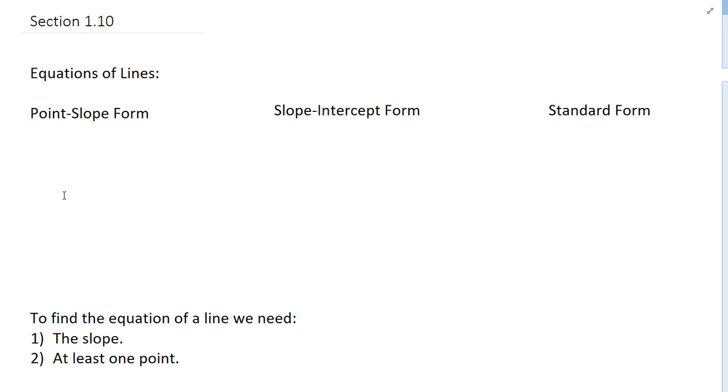Hey everybody, in this video we're going to talk about section 1.10. We're going to continue our study of the equations of lines. So we already learned about slope, and so I'm going to go over the different ways that we can write the equation of a line.